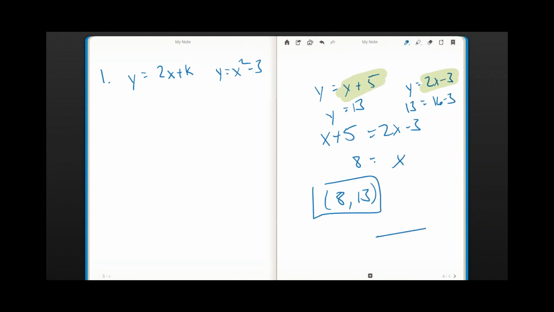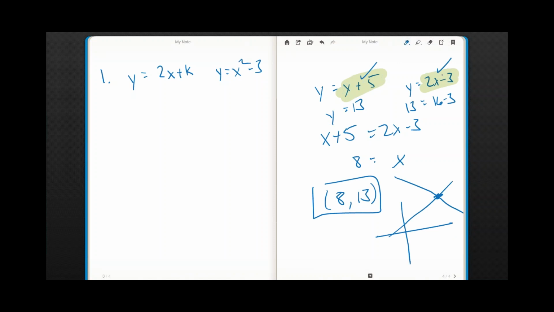8, 13 would be the point of intersection. So there's 8, 13. Whatever the two lines look like, I'm not going to take the time to actually graph them, but whatever the two lines look like, they would intersect there. Because I substituted this name for x, y, and this name for y, and put them equal to each other, and I solved to find the intersection.